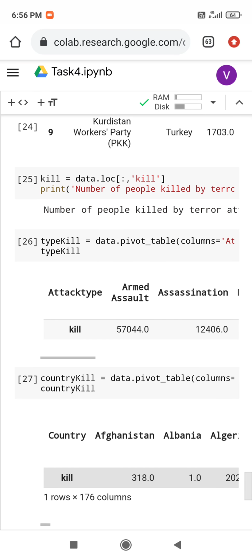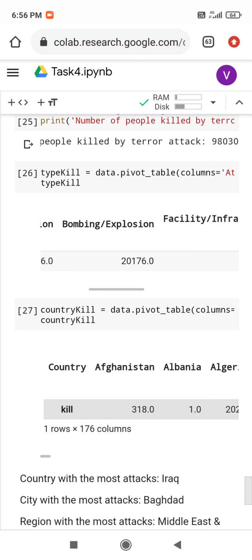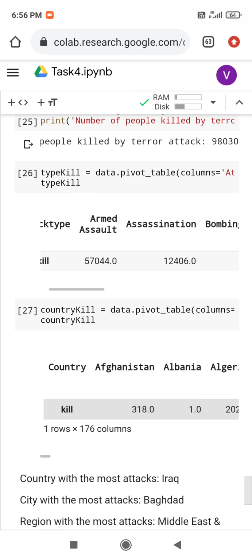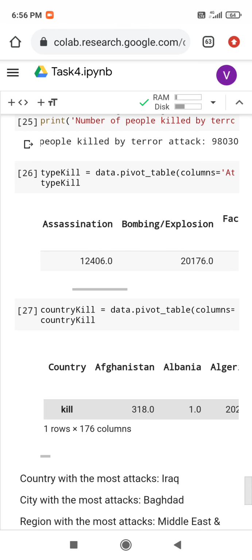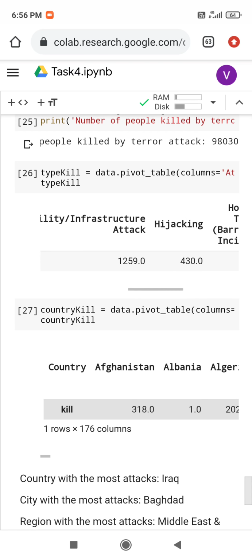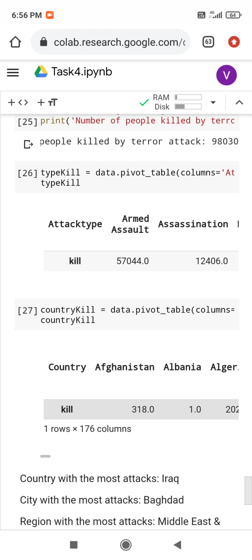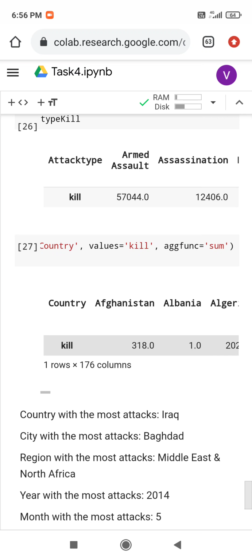And next, the number killed due to the attacks is 98,030. So this is the total number of people killed due to the terrorist attacks. Here type of kill means, as we saw before, bombing attacks, armed assault, explosion. So many people are killed due to armed assault. Country kill means, based on terrorist attacks, which country has the highest death rate.